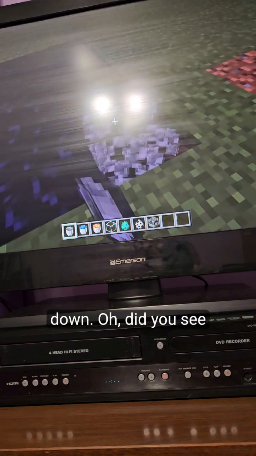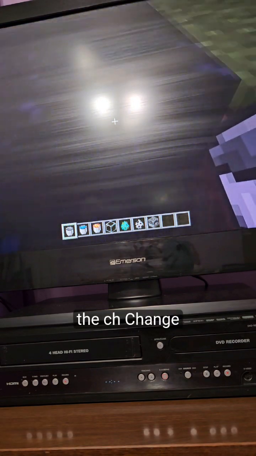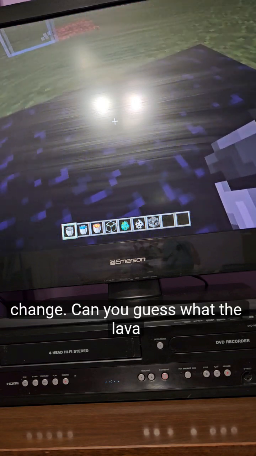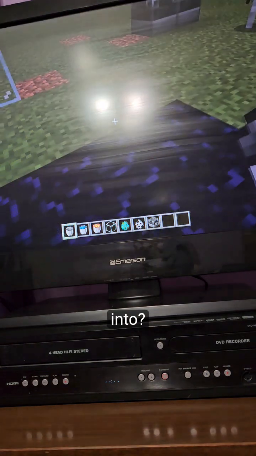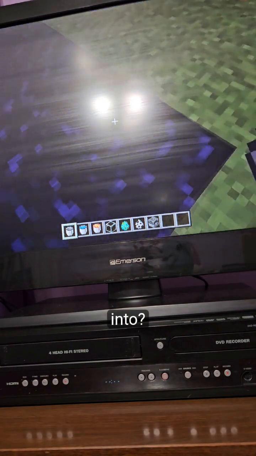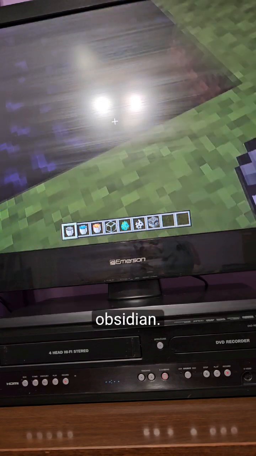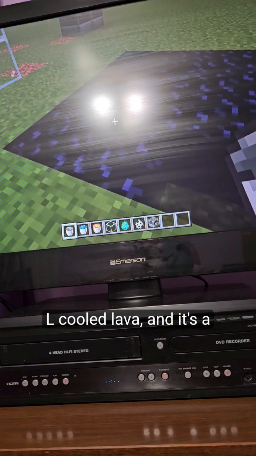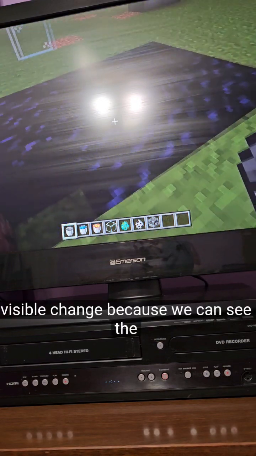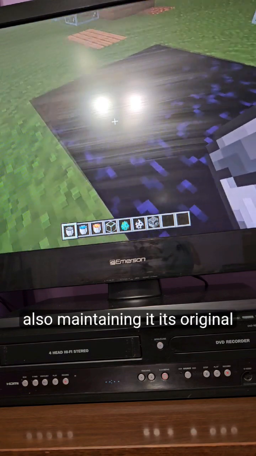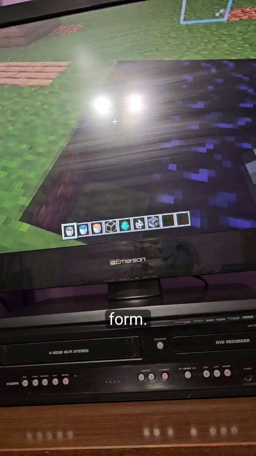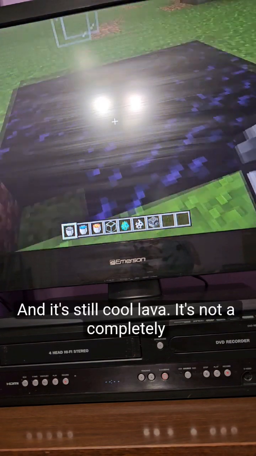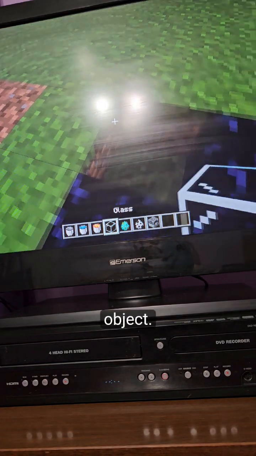Alright, and let's drop down. Oh, did you see the change? So this is also a physical change. Can you guess what the lava changed into? That's right, somebody probably said obsidian. Obsidian is basically just cooled lava, and it's a physical change because we can see the lava cooling down while it's also maintaining its original form. And it's still cooled lava, it's not a completely different object.